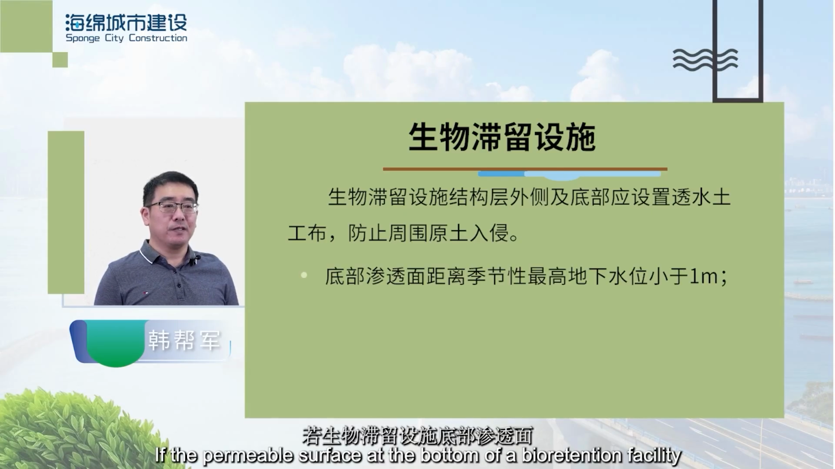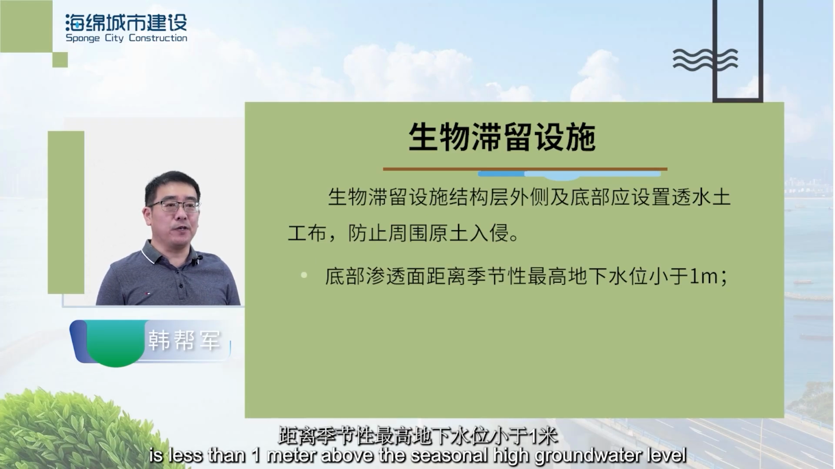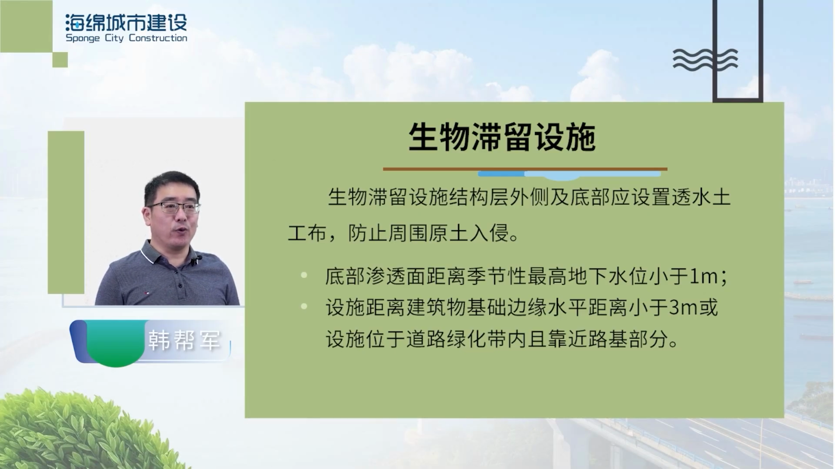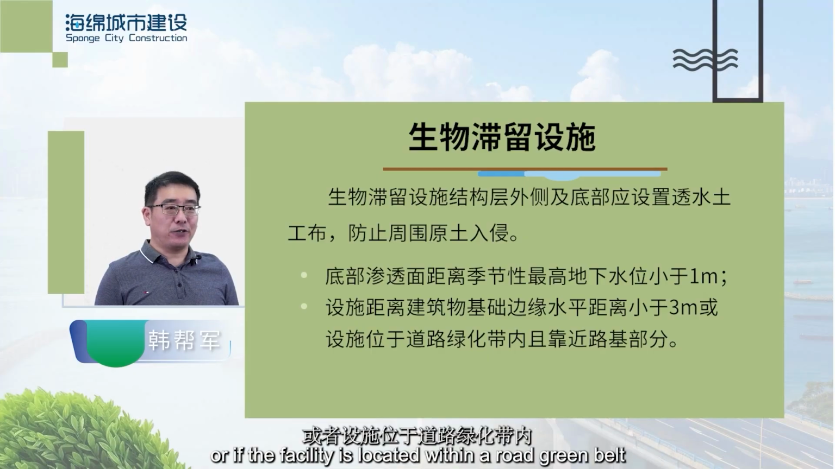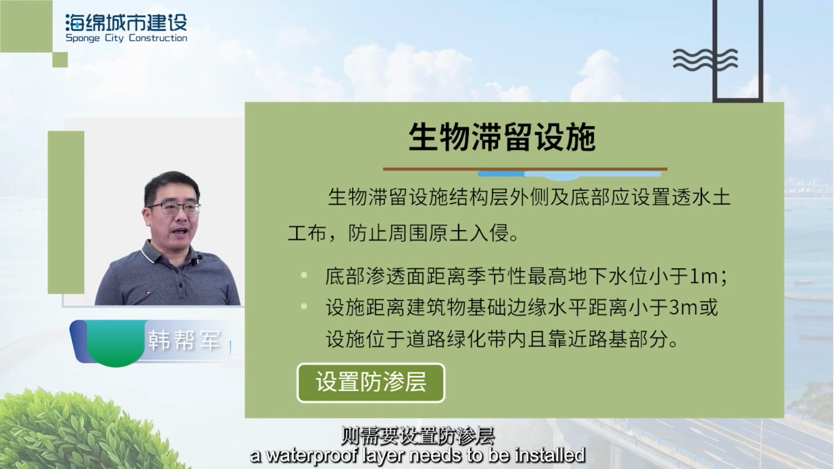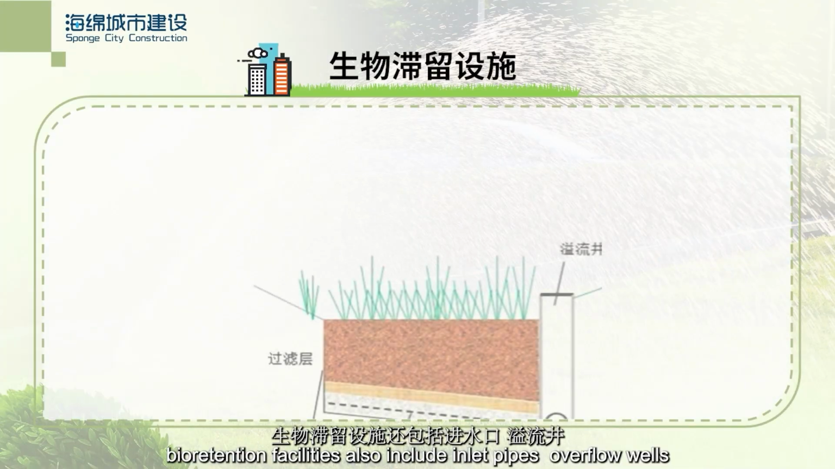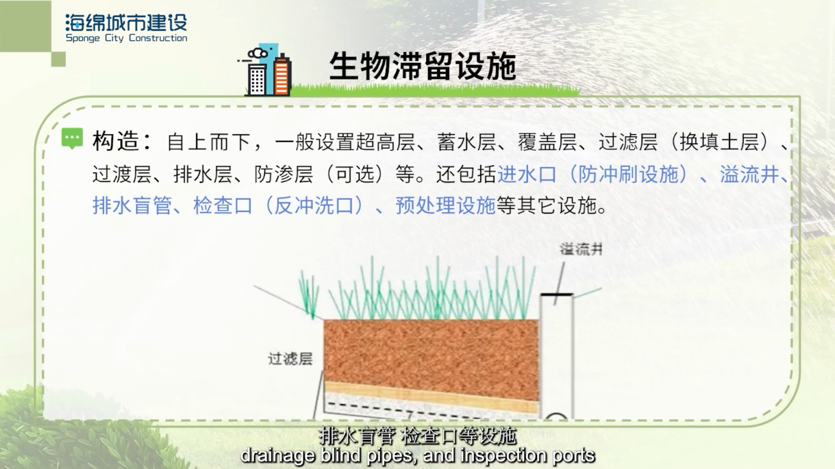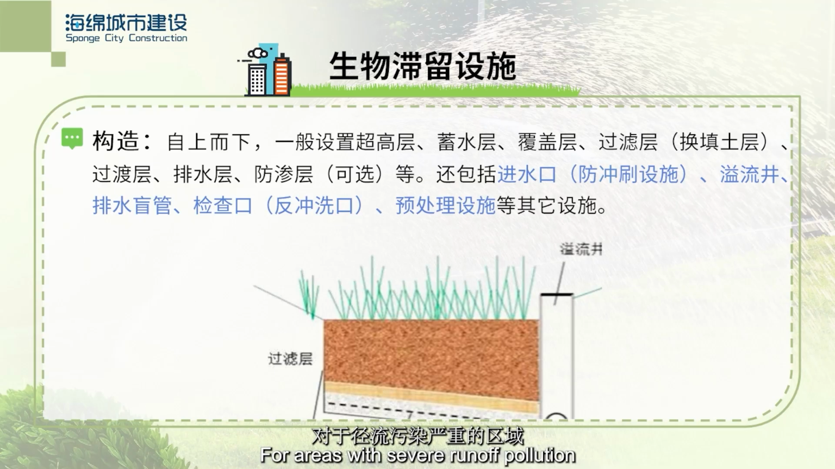If the permeable surface at the bottom of a bioretention facility is less than 1 meter above the seasonal high groundwater level, or if the facility is less than 3 meters horizontally from the building foundation, or if the facility is located within a road green belt and close to the roadbed, a waterproof layer needs to be installed. Additionally, bioretention facilities also include inlet pipes, overflow valves, drainage blind pipes, and inspection ports. For areas with severe runoff pollution, pre-treatment facilities are also necessary.